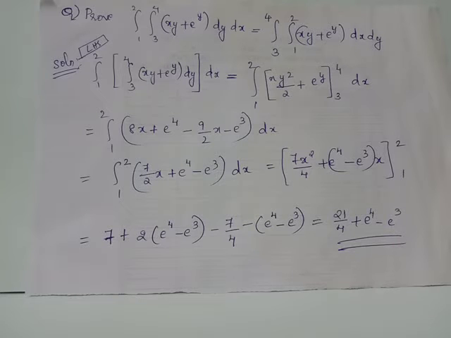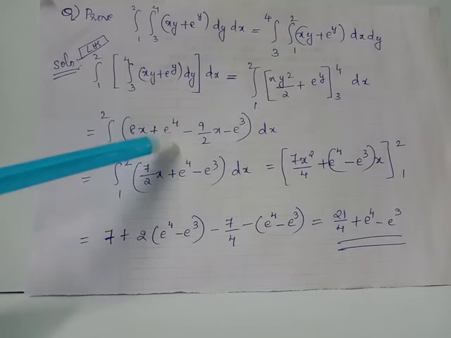xy plus e raised to y, when integrated with respect to y, will give us x y square by 2 plus e raised to y, to which we have to give upper and lower limits of y. Notice that x remains as a constant in this step. We have the derivative of e raised to y with respect to y is e raised to y itself. On application of upper and lower limits, we will get this integrand.